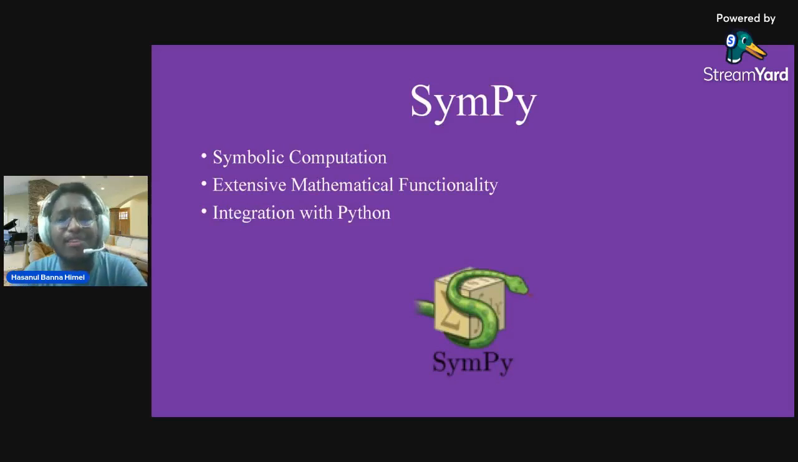And finally, it is also integrated with Python. We said it earlier, right, that it is a framework or a library of Python. So we all know that it will be integrated with Python.